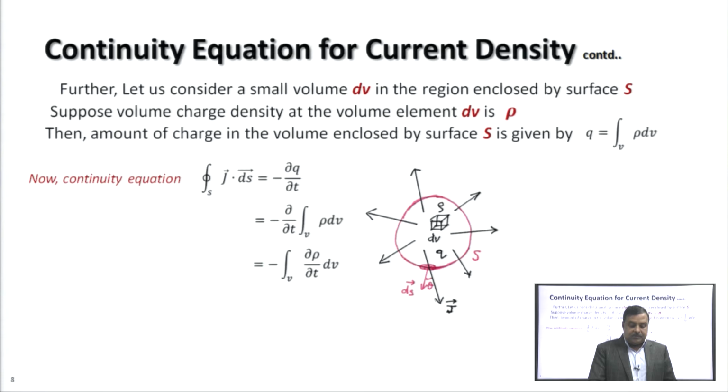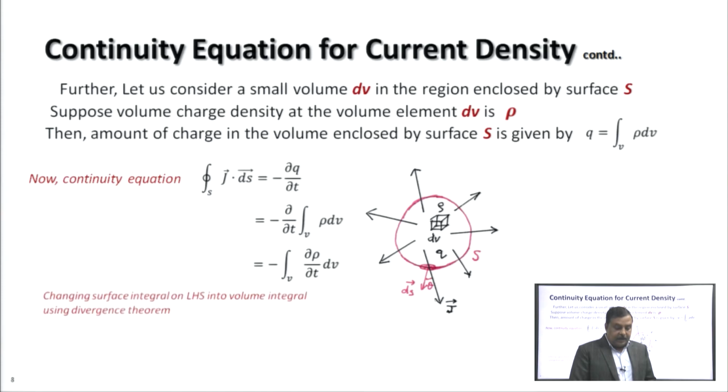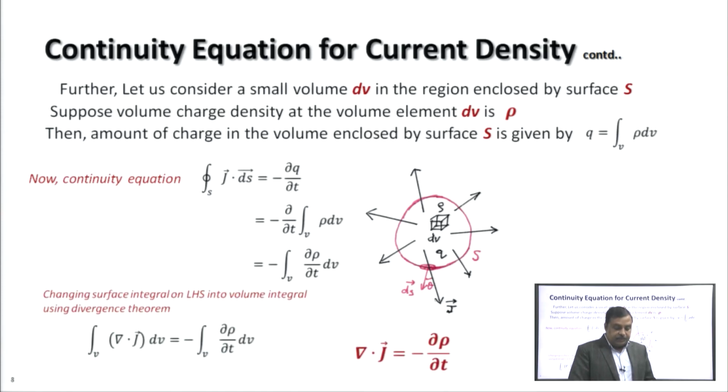So, this equation can be written as volume integral delta rho by delta t dV, and now the continuity equation becomes this. So, what we have done? We have changed the surface integral on the left hand side into a volume integral by using the divergence theorem, and it becomes volume integral del dot J dV, and now the volume integral on both sides has been removed. So, we get del dot J equal to minus delta rho by delta t.